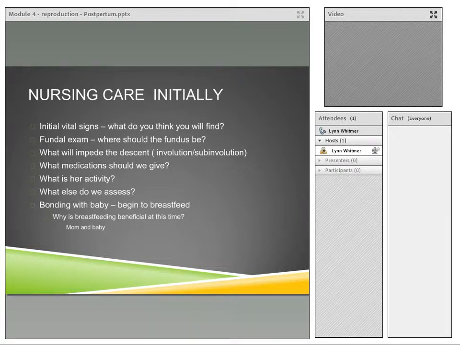What medications do we talk about? We've talked about Pitocin, Methergine. You should also maybe be giving a prenatal vitamin afterwards. What should her activity be? If she's a vaginal delivery and the anesthesia has completely worn off, it would be ad lib, or as she chooses, what she prefers. We would definitely encourage people to be out of bed and moving a little bit because we got to get the circulation moving again. She's almost like a post-operative patient.